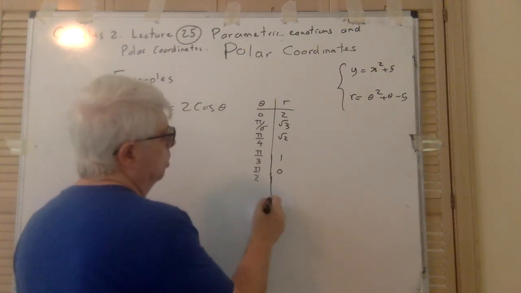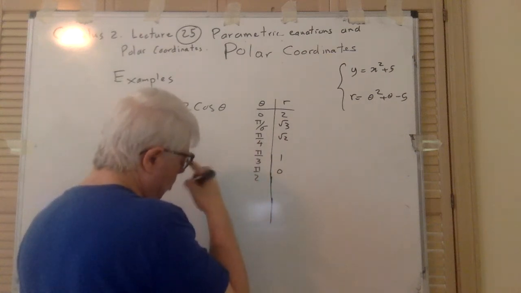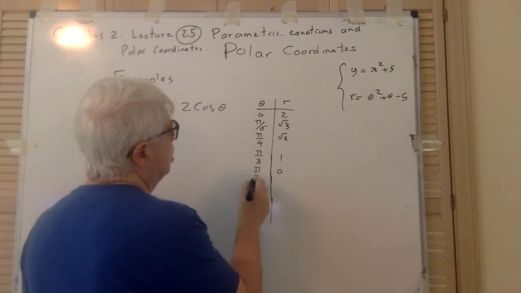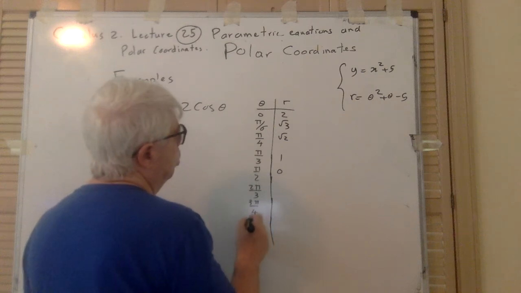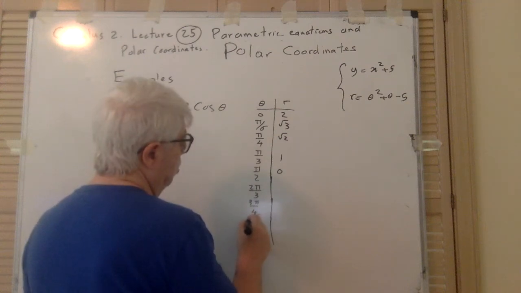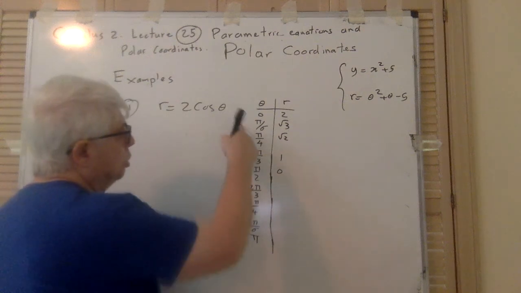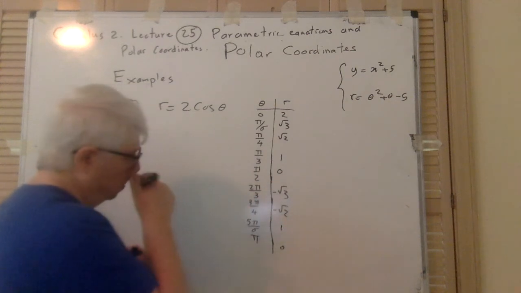Then I continue, so the next one will be 2 pi over 3, that's 120 degrees. Then 3 pi over 4, then 5 pi over 6, and then pi. Okay, this is like the earlier ones, except it is minus square root of 3, minus square root of 2, then minus 1, and 0, and then minus 2 at pi.